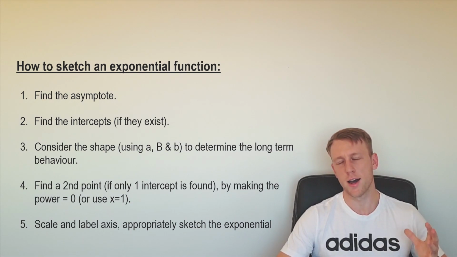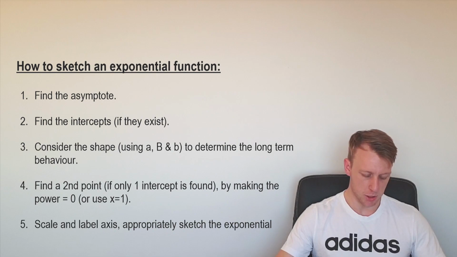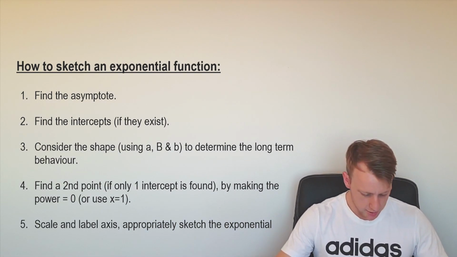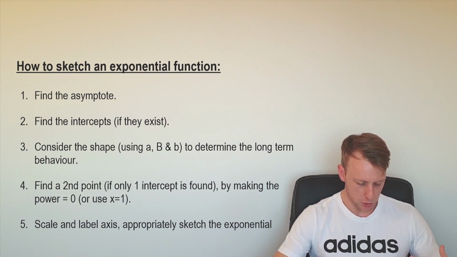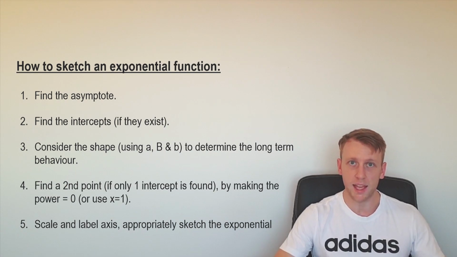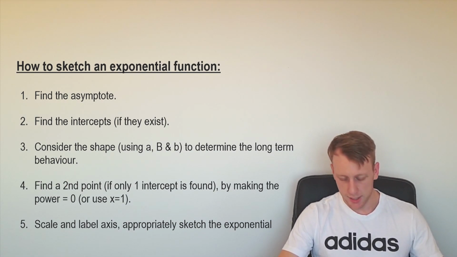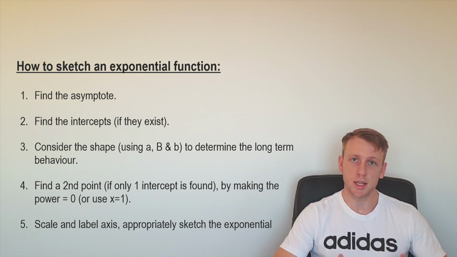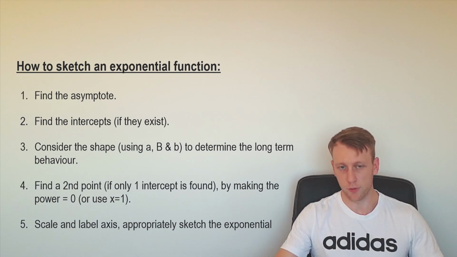I've got a 5-step kind of guide to do this. First one, find the asymptote. First thing you do. Second thing is you find the intercepts if they exist. Third thing, you consider the shape. That's going to help you draw the long-term behavior of the exponential. Find a second point, because you need to connect the dots if you don't have 2 intercept points, and then we scale and label it, putting it onto the graph accordingly.